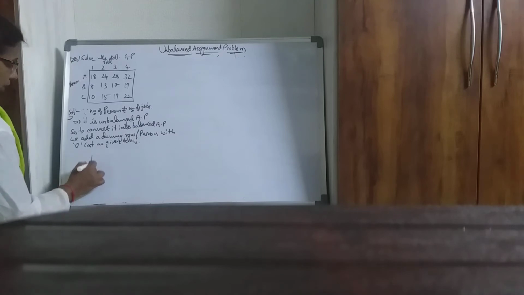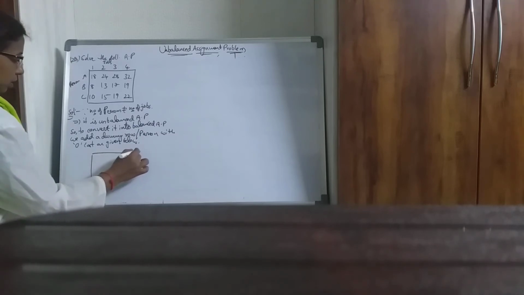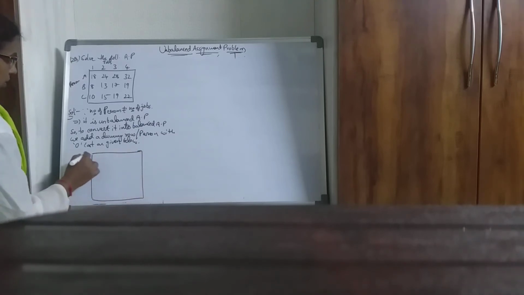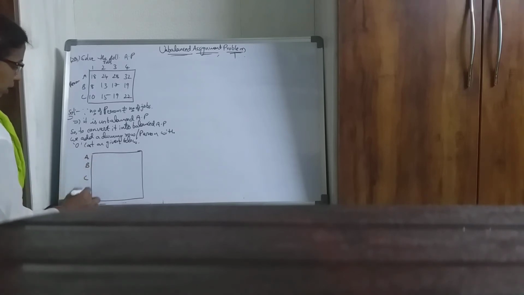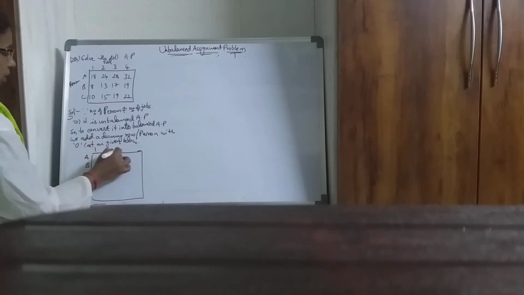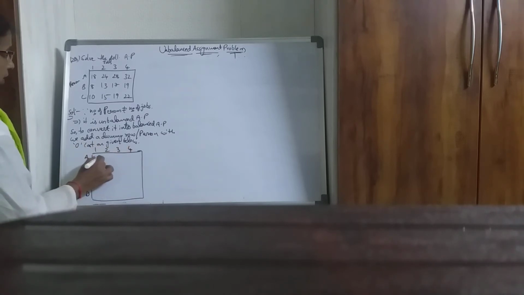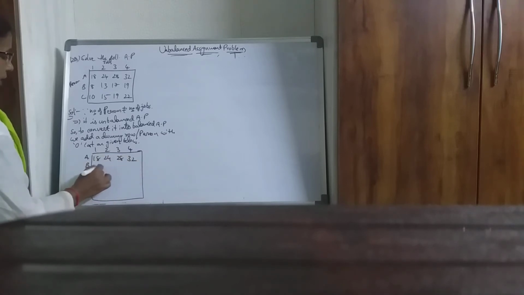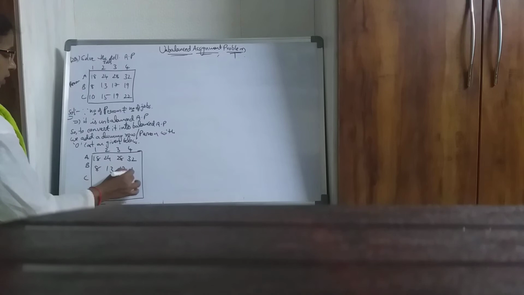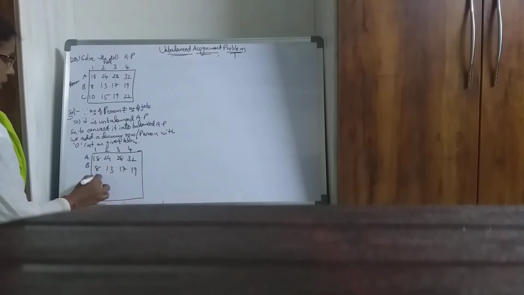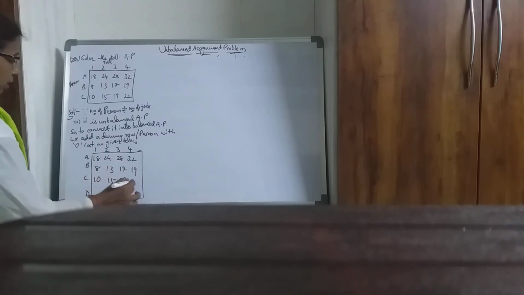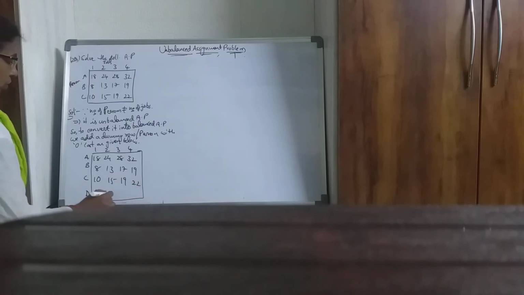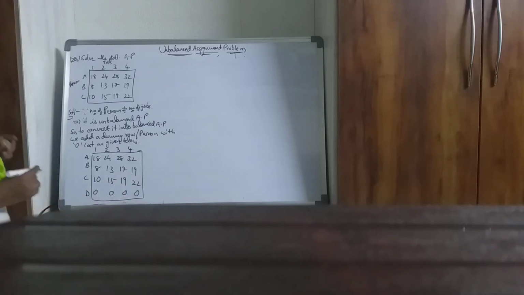So what I will do here? I will add a dummy row, so rows A, B, C and D, and columns 1, 2, 3, 4. So now it is a square matrix. 18, 24, 28, 32. 8, 13, 17, 19. 10, 15, 19, 22. Fourth row will be all zeros. So here I have added a dummy row.